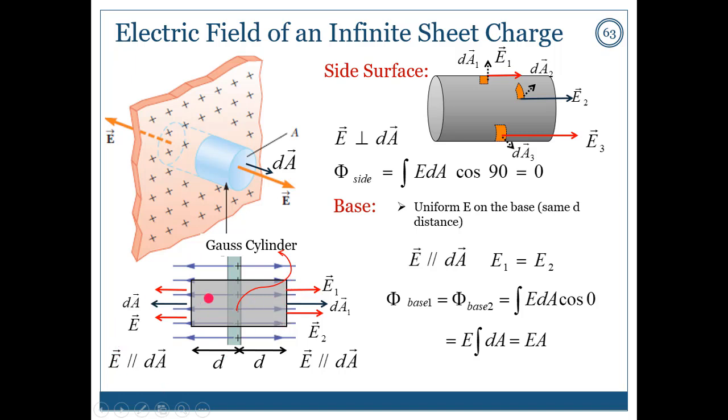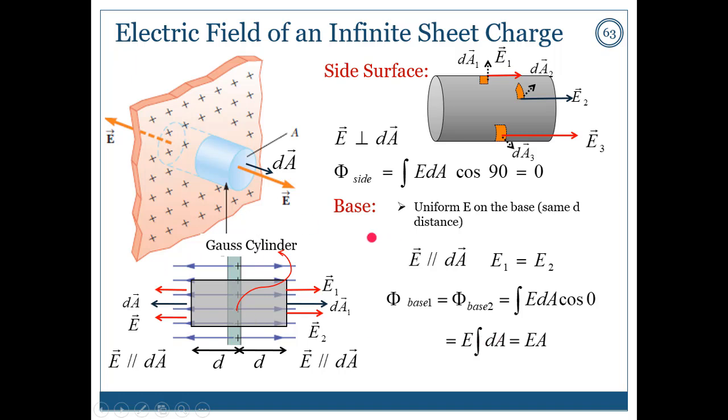Okay, wonderful. Some people usually ask me this question when I'm teaching this in class: the E fields here are towards the opposite direction, so wouldn't you get a minus E times A? No, you don't, because here your area vector is also towards the left. E field is towards the left, hence the angle in between is 0 degrees.